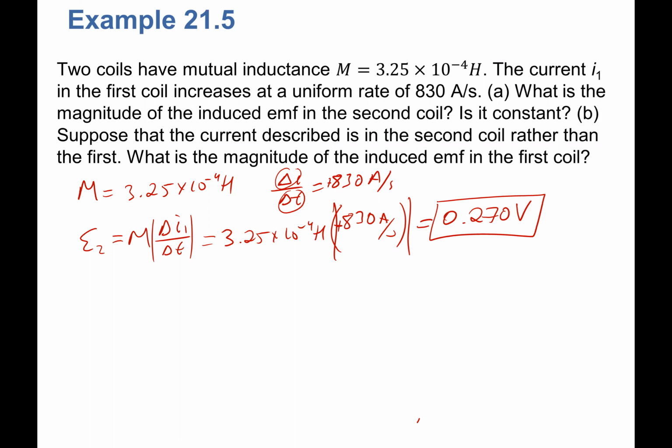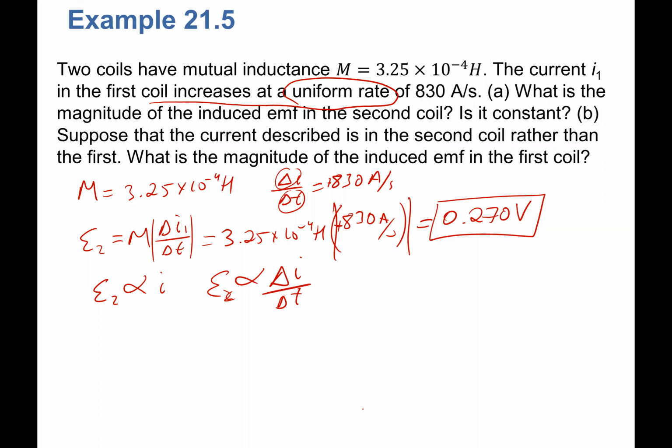Okay. And is it constant? Yes, it is constant. Why is it constant? Because the current is changing at a uniform rate. That means every second, 830 amps per second change. If that's the same, that means, because EMF doesn't depend on the current itself, EMF depends on the changing current as a function of time. And if the rate at which it's changing is uniform, that means the EMF is constant.